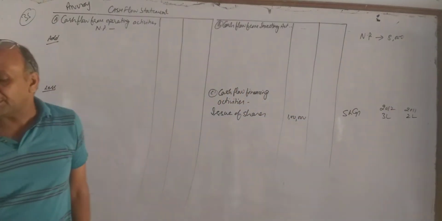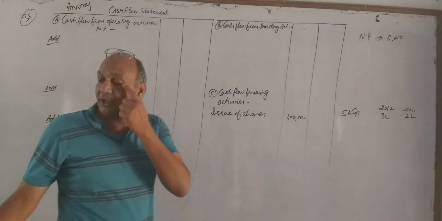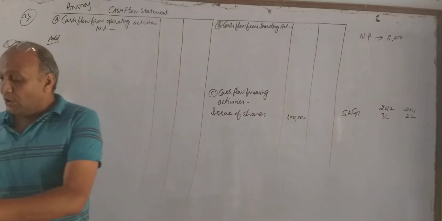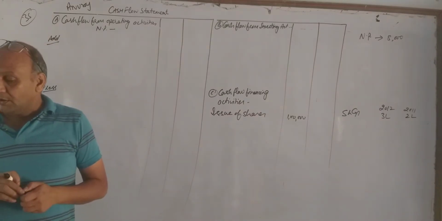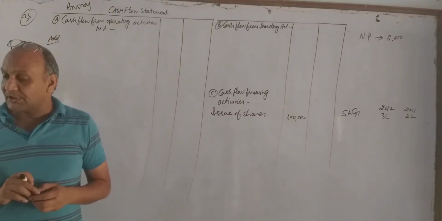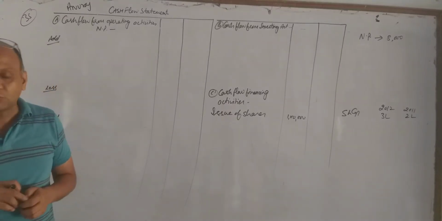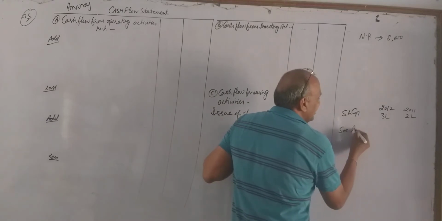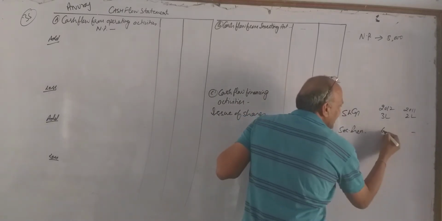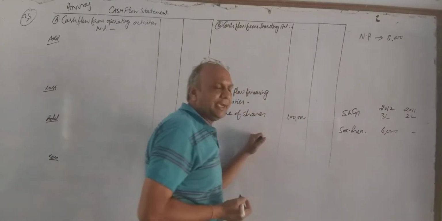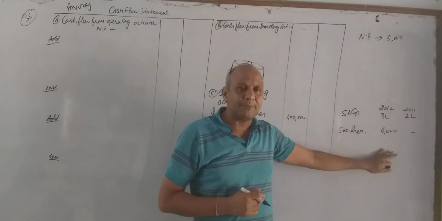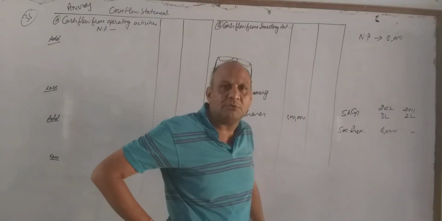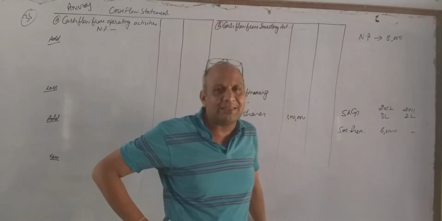And in reserve and surplus, one more item is given, securities premium reserve, which is 6,000 rupees. Let me write it over here: securities premium, last year nil, now it is 6,000, right? It means securities premium has increased. Here I told you only four items may be adjusted: transfer to reserve, proposed dividend, provision for tax and interim dividend.